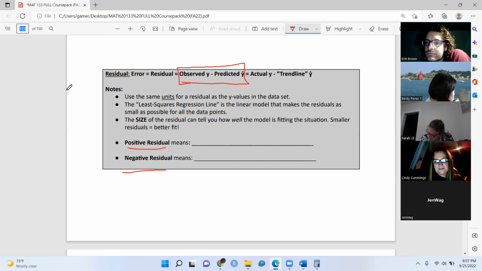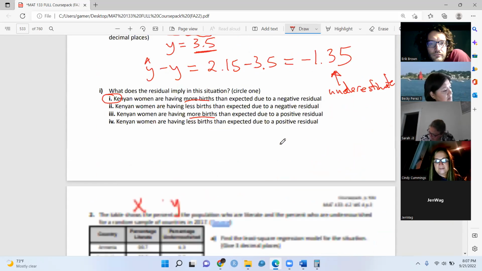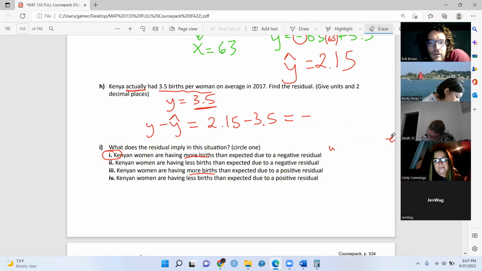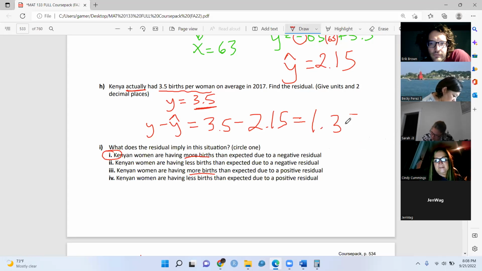Does it change the equation or the answer? When you subtract it this way, you're going to end up with a positive 1.35. So you would do 3.5 minus 2.15, which equals a positive 1.35.